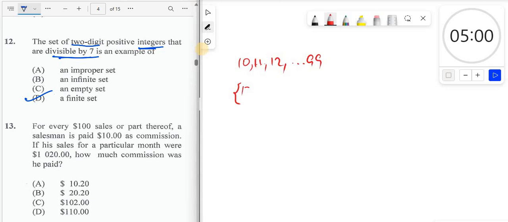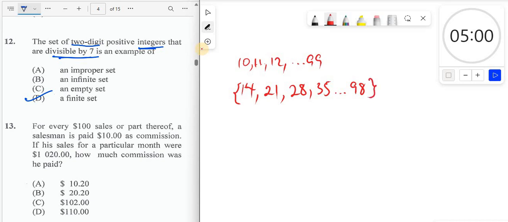The next multiple of 7 is 14. That's the first 2-digit number that's a multiple of 7. 7 can be divided by itself, it's a multiple of itself, but it's a single digit. Then we have 21 is divisible by 7, 28, 35, right? And we perhaps go right up to 98, but we can't list any more.